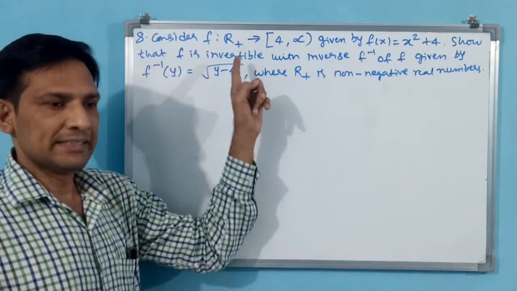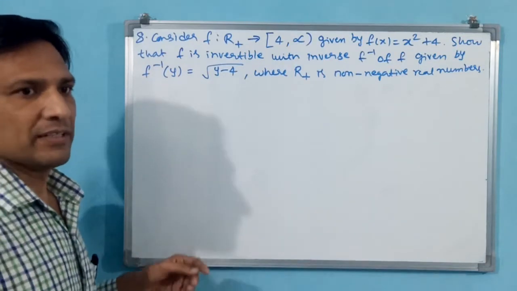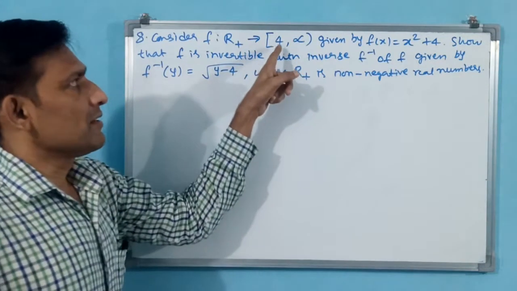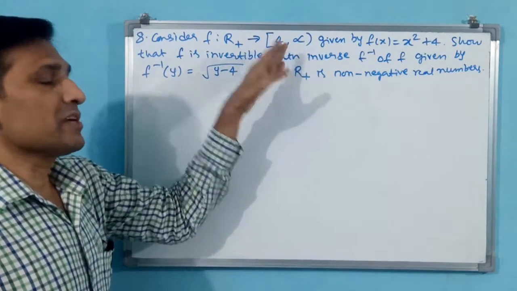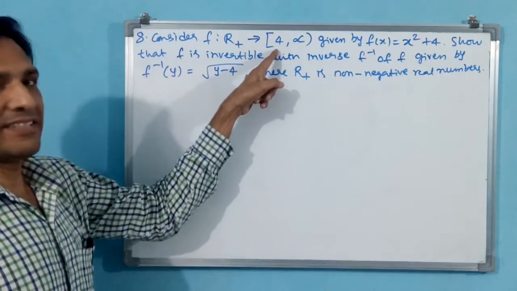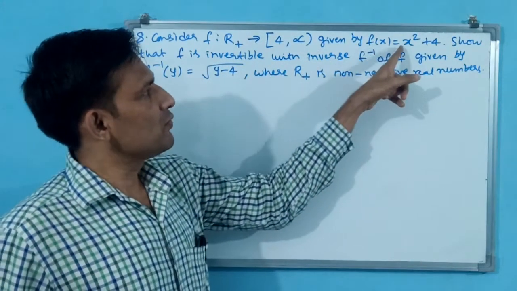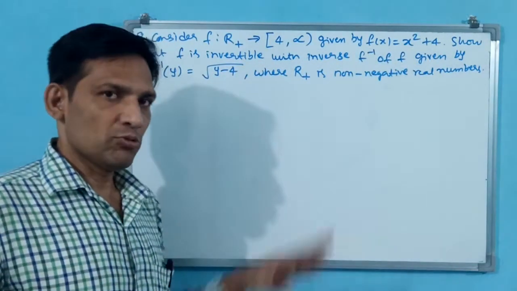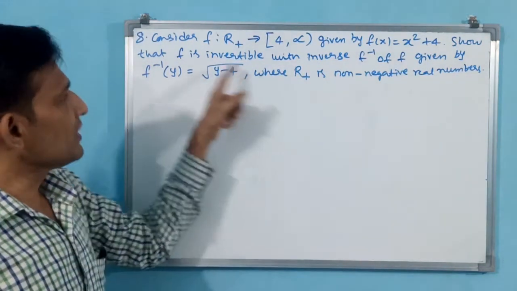You have to take 0 to infinity as the domain. But the codomain is 4 to infinity. 4 also will come, closed bracket is there, up to infinity. Given by f of x is equal to x square plus 4. Show that f is invertible.